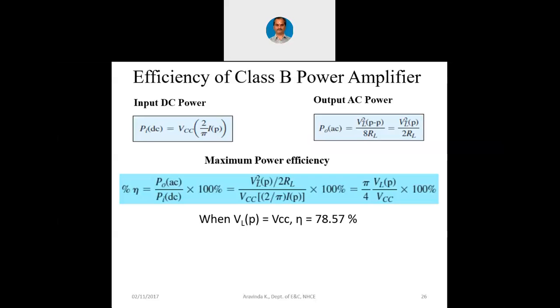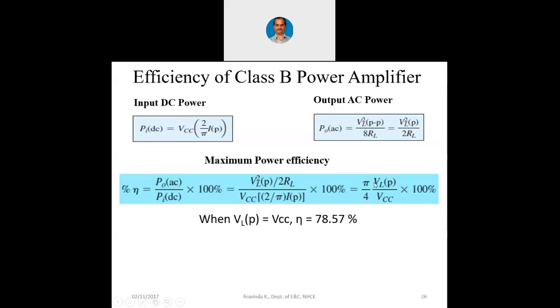This derivation is important as far as the test and exam is concerned. Almost always this will be asked in the written test or in the theory exams. So it is simple as such. You will have to remember the DC power's expression, remember the AC power's expression, then AC power divided by DC power. You simplify this expression, you will get peak voltage at the load divided by VCC into pi by 4.